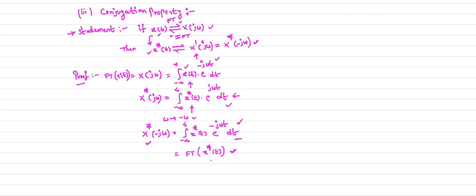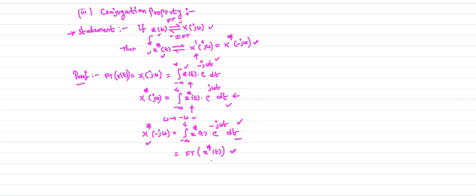Conjugation property is nothing but, see, if x of t is a signal, continuous time signal given to you, its Fourier transform is X of j omega, then the conjugate of x of t, what is its corresponding signal in the frequency domain? That is your conjugation property. If you conjugate your input signal, what is the corresponding signal in the frequency domain?